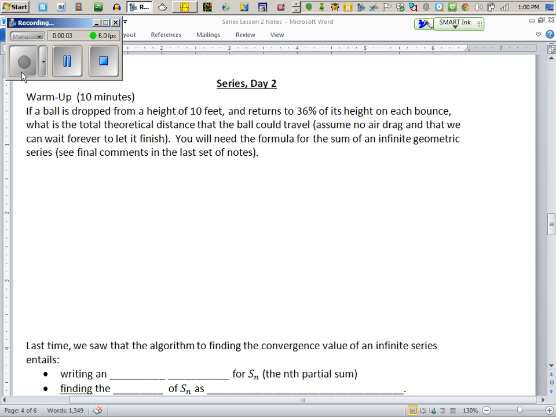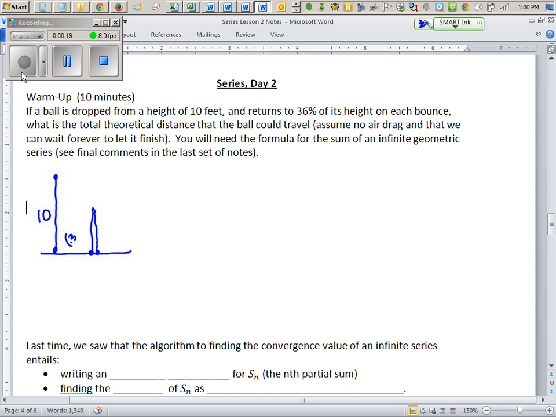Okay, so series day 2, we started with this warm-up. When a ball is dropped, you don't count the first drop twice because it literally just fell from a height of 10. But then after that, the motion comes in pairs. So it goes up 0.36 times 10 and back down 0.36 times 10.